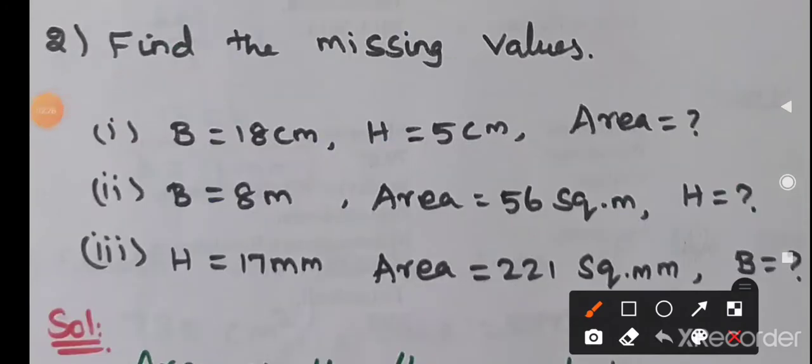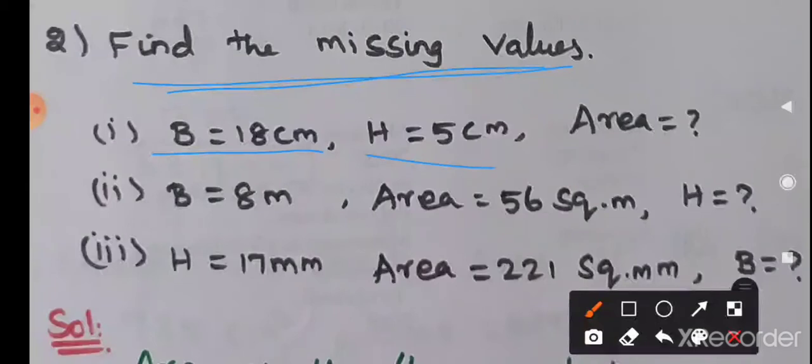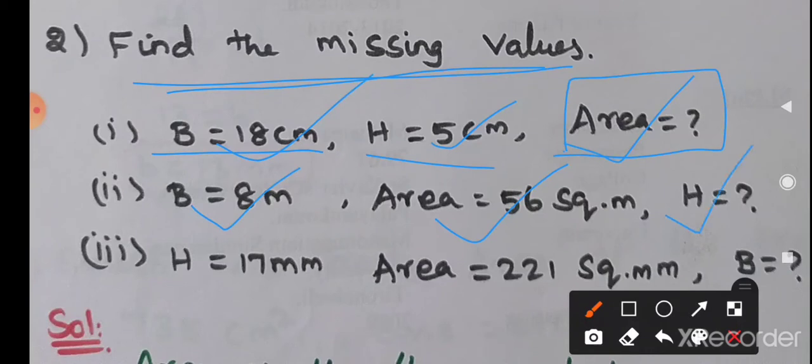Question number 2. Find the missing value. Here breadth is 18 centimeter, height is 5 centimeter. What is the area? Second one, breadth is 8 meter, area is 56 square meter. What is the height? Third, height is 17 millimeter, area is 221 square millimeter. What is the breadth?